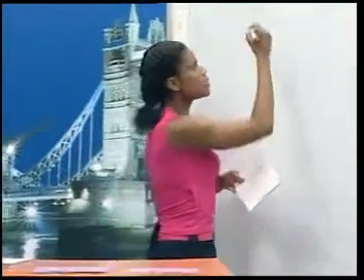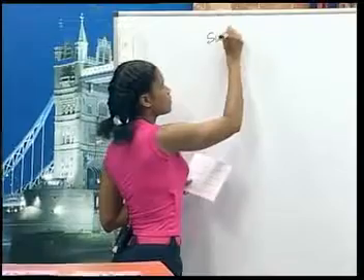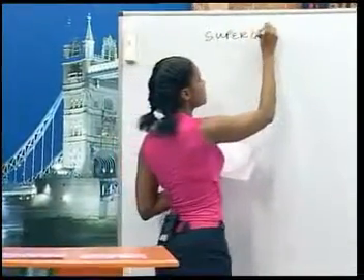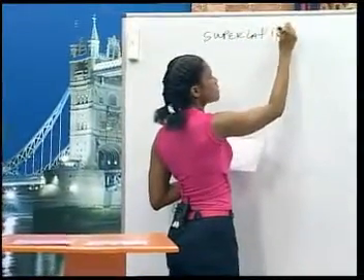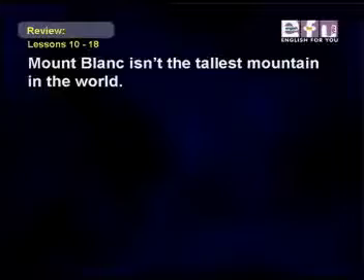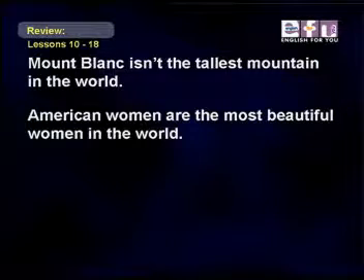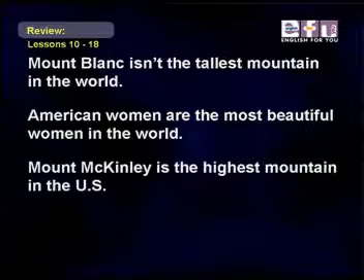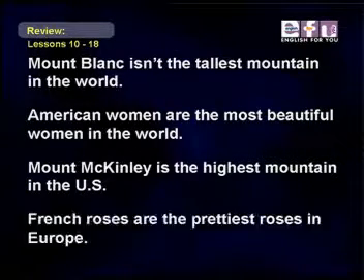Now let's review superlatives. A superlative is the absolute of something. It's saying something is the most in a group. Let's look at some examples. Mont Blanc isn't the tallest mountain in the world. American women are the most beautiful women in the world. Mount McKinley is the highest mountain in the U.S. French roses are the prettiest roses in Europe.